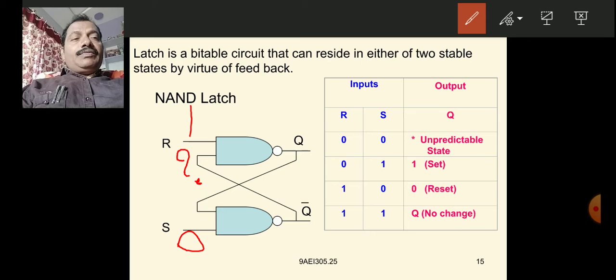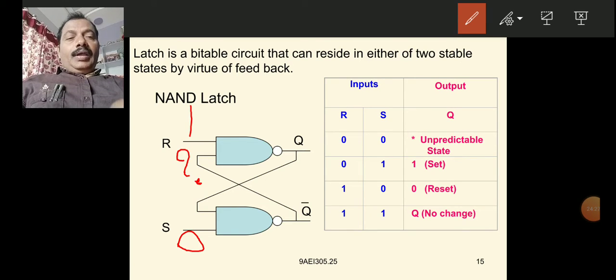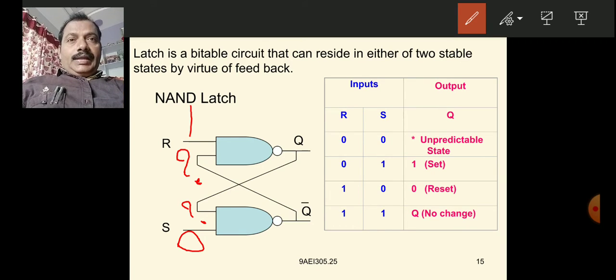the bottom NAND gate has S equals 0. So S equals 0 means the other input is not known here. But though the other input is not known, you can easily determine the output of this bottom NAND gate because one of the inputs is 0. So the output is 1.